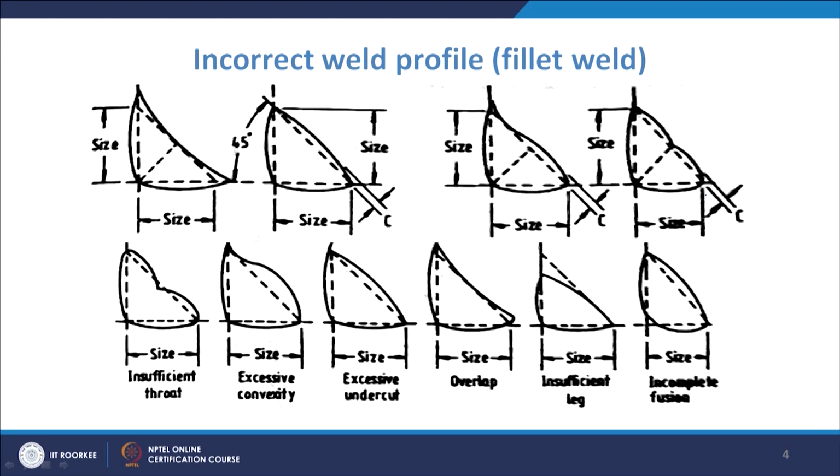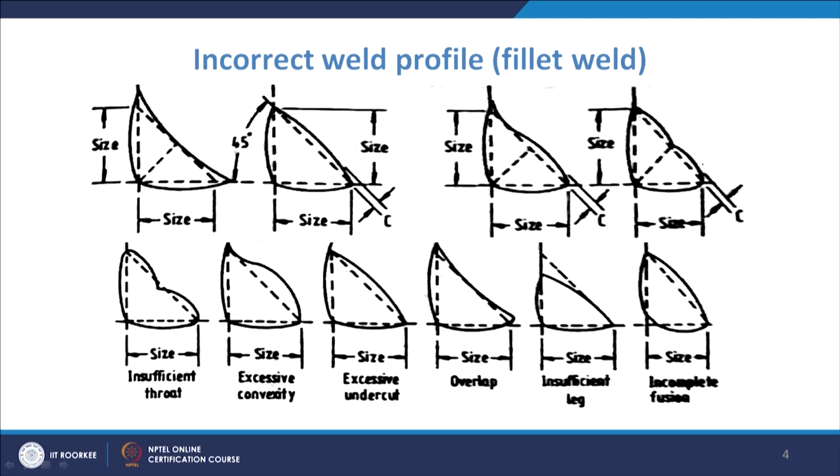So you see that this C is basically showing the convexity, which is shown here and here also. So this may be acceptable, and what you desire is like this. This is what is desired normally in the case of fillet weld. However, many a time you see different types of weld profiles in the case of fillet welds.